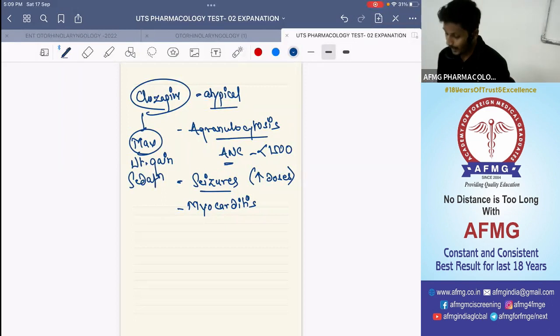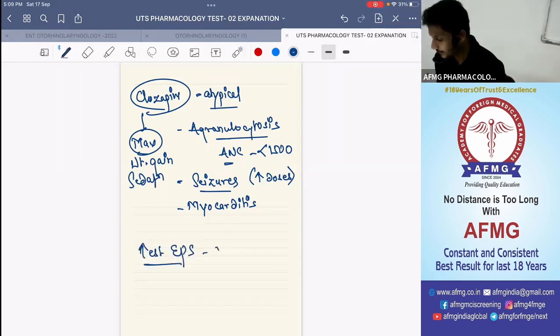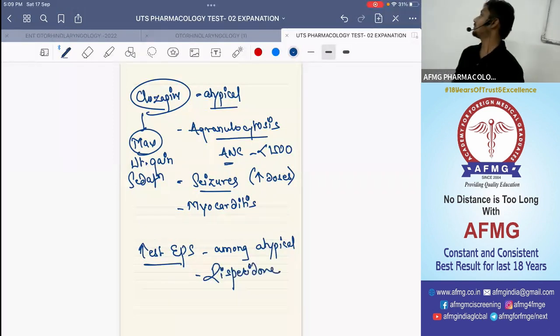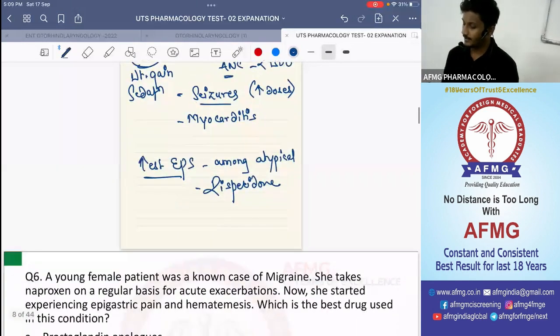No issues. And highest chances of extrapyramidal side effects among atypical, I had already told you the answer. Answer was risperidone. No issues with anybody? Understood? We will come back to this once again.